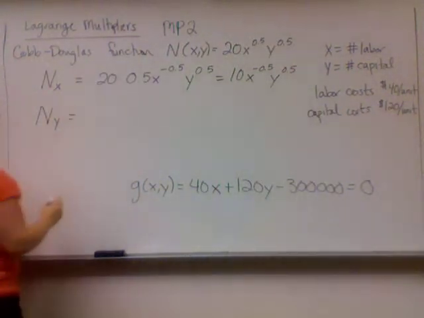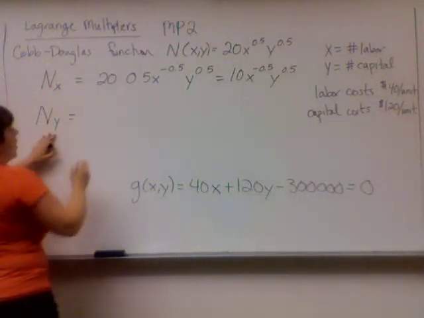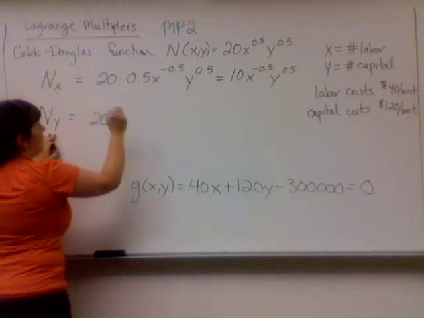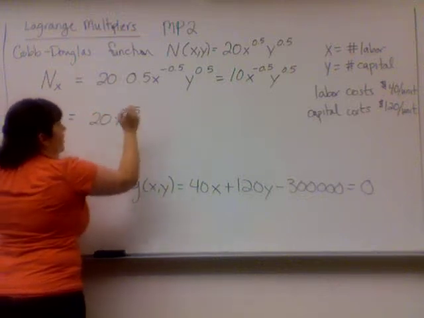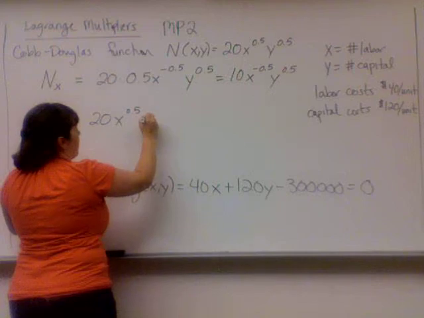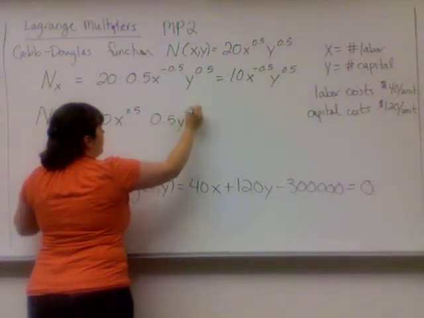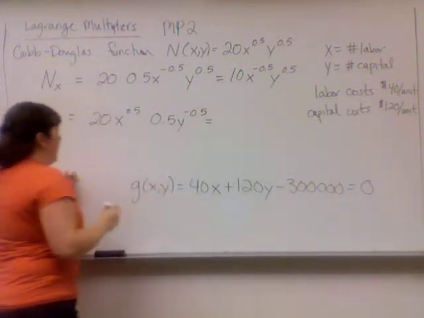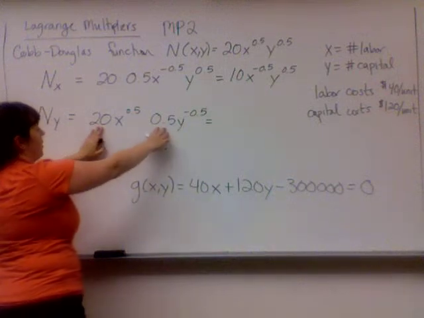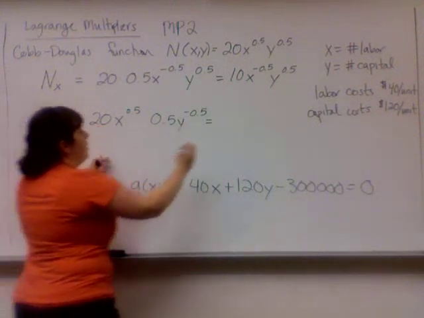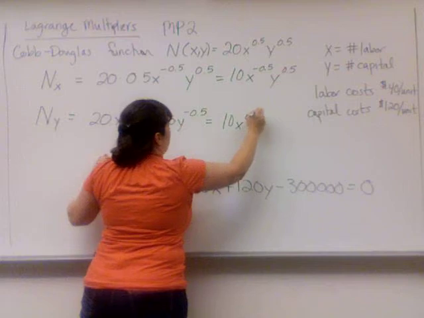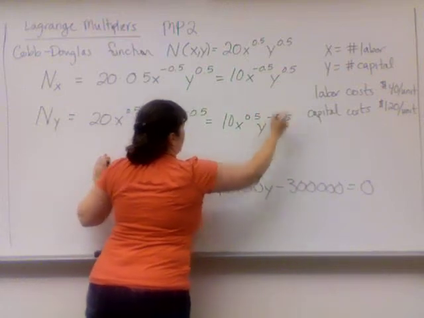And similarly, the partial derivative with respect to y of the Cobb-Douglas will be 20 x to the 0.5 is a constant, and now the derivative of y to the 0.5 is 0.5 y to the negative 0.5. And again, simplifying, the 20 and the 0.5 can interact because this is all multiplication here. So this is 10x to the 0.5, y to the negative 0.5.